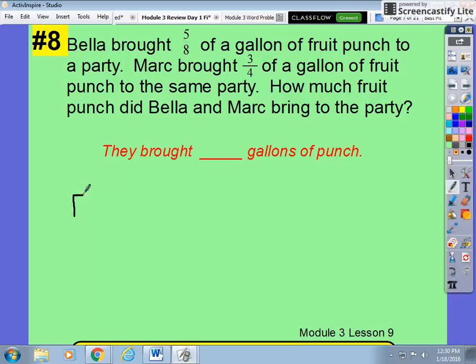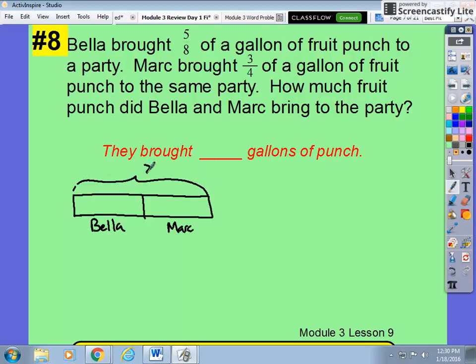So I'm going to set up my tape diagram, and I'm going to have the part that Bella brought. I'm going to have the part that Mark brought. And I need to know that total. I need to know how much they brought together. So I can label my tape diagram and say that Bella brought 5/8 and that Mark brought 3/4 of a gallon. And again, I need to know how much they brought together.